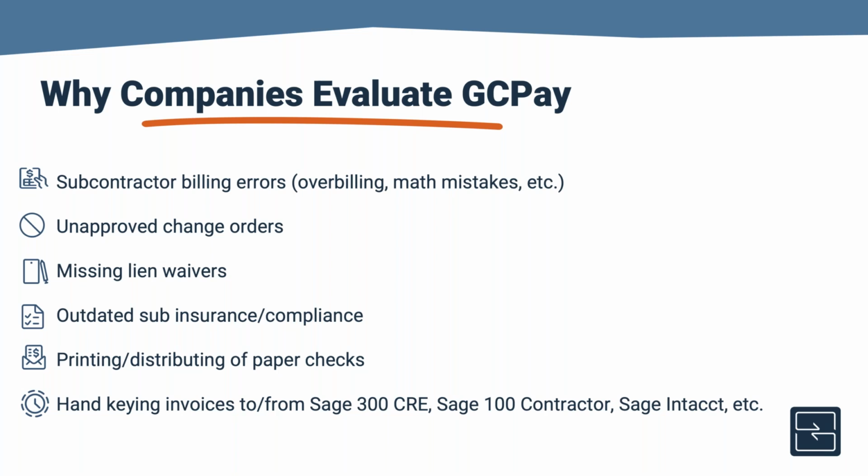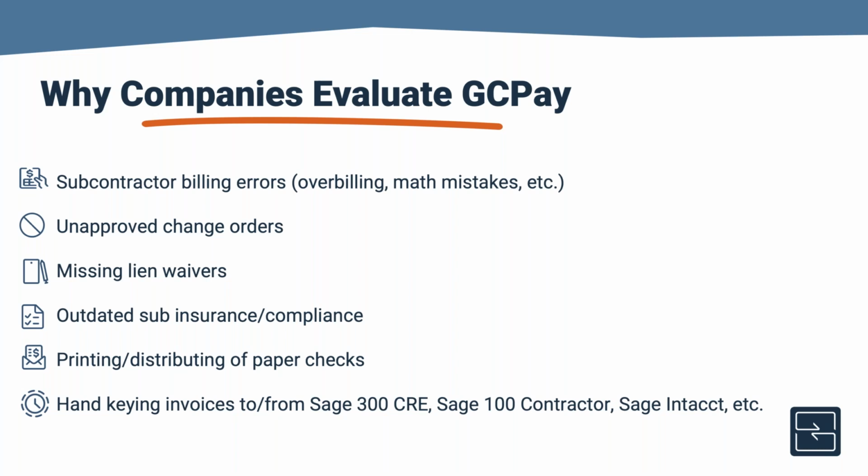GCPay will completely eliminate any possibility for a sub to overbill line items or contracts or make any sort of math mistakes. Also, part of the direct integration includes automatically pulling over approved change orders from Sage. So this will eliminate you having to hand key them, as well as ensuring that subs can never again bill for unapproved change orders. You'll never have to deal with missing lien waivers.